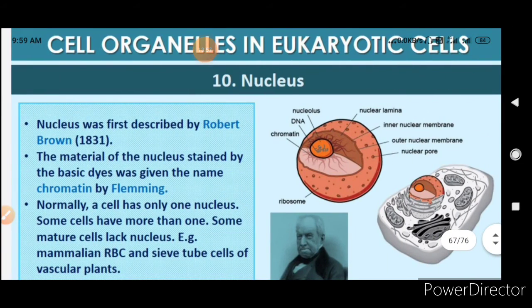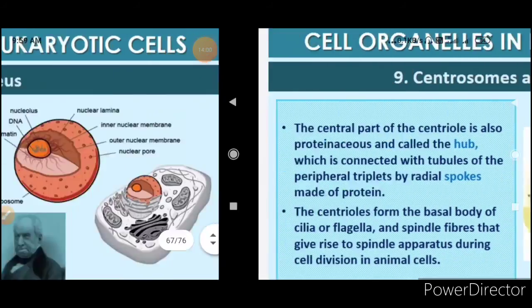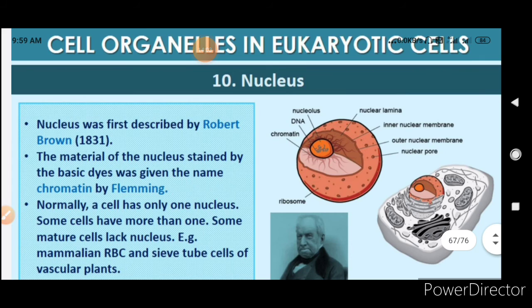Then we saw the nucleus structure, which was first described by Robert Brown, and chromatin was observed by Fleming. Generally cells have only one nucleus, but some cells may lack a nucleus, or in some cells the nucleus may be present more than one.